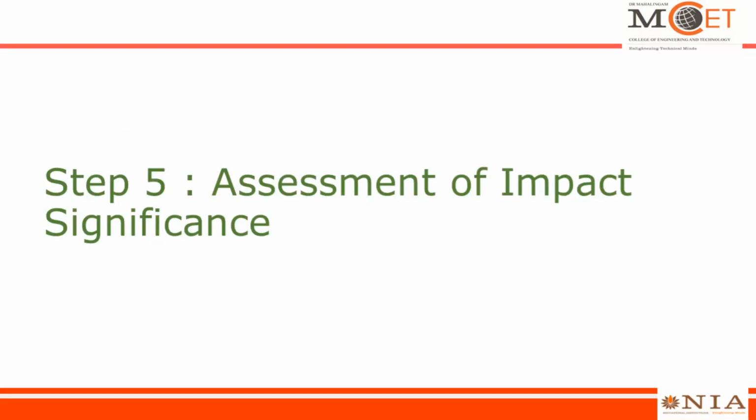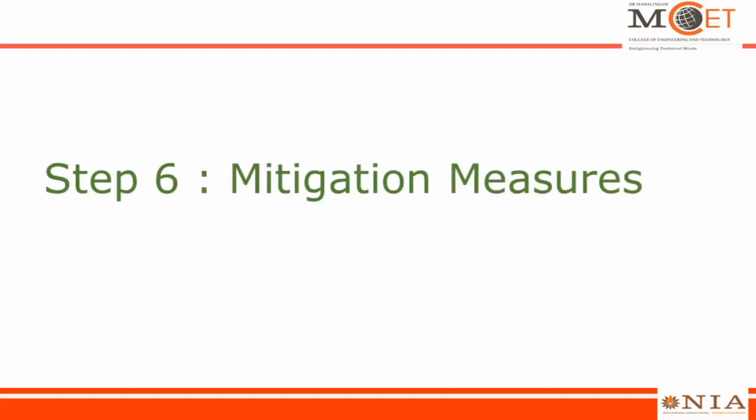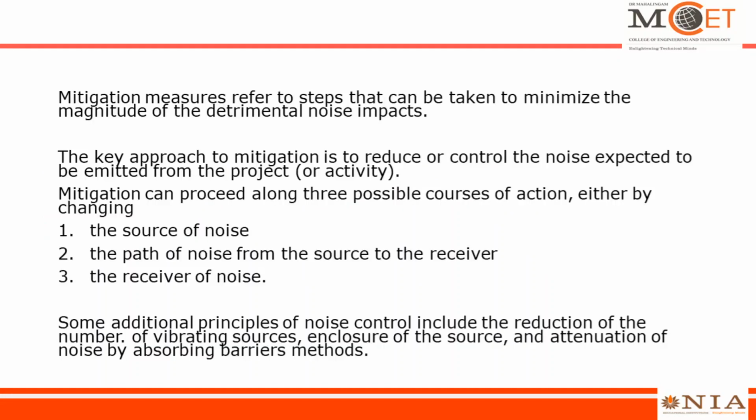Assessment of impact significance is step 5. Step 6 is mitigation measures. Mitigation measures refers to steps that can be taken to minimize the magnitude of the detrimental noise impacts. The key approach to mitigation is to reduce or control the noise expected to be emitted from the project.